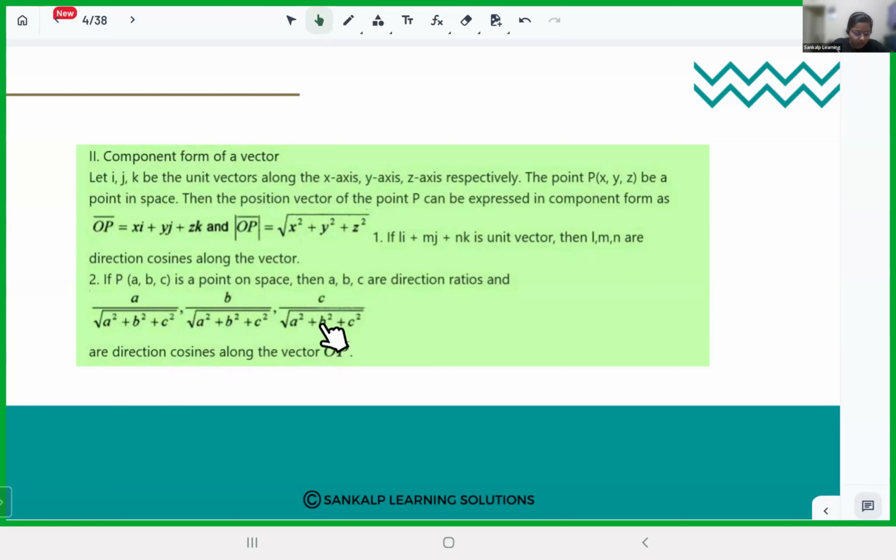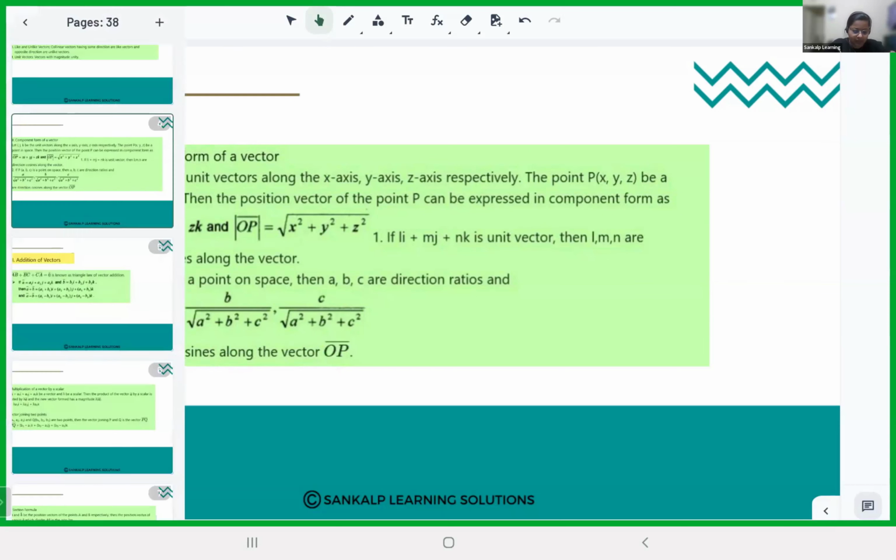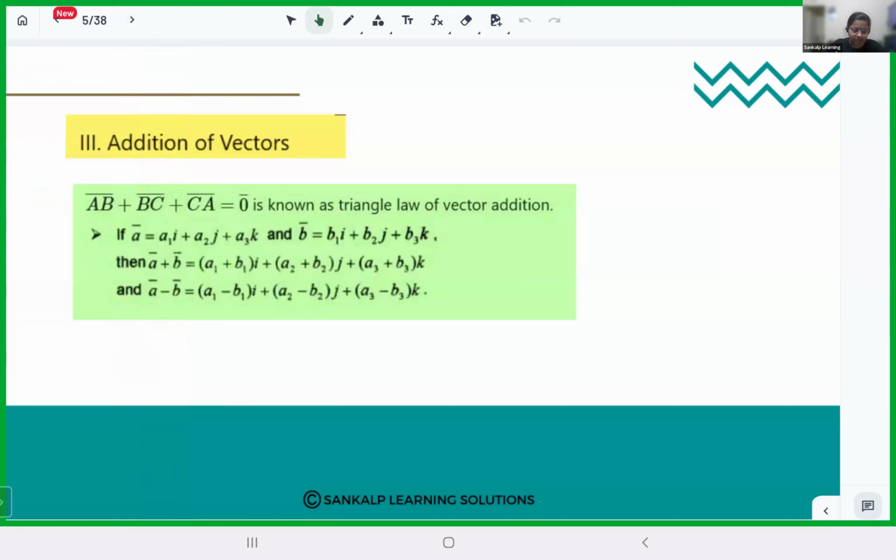Now moving on to the next topic, that is addition of vectors. How will you add two vectors if you are given vector A and vector B? You just add their corresponding components. First, you add the components of unit vector i. That is, a1 and b1 are the components, so you add a1 plus b1 into i, then a2 plus b2 into j, then a3 plus b3 into k.